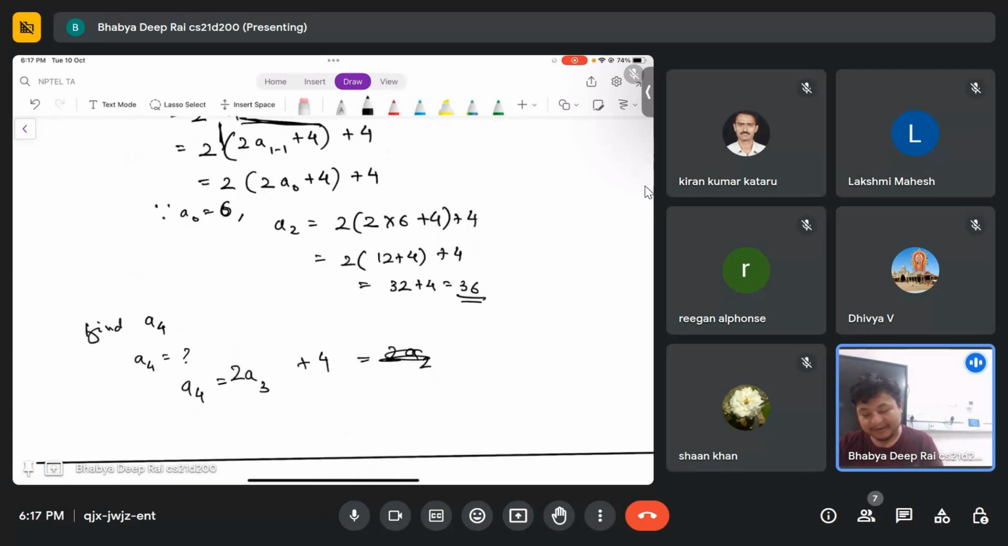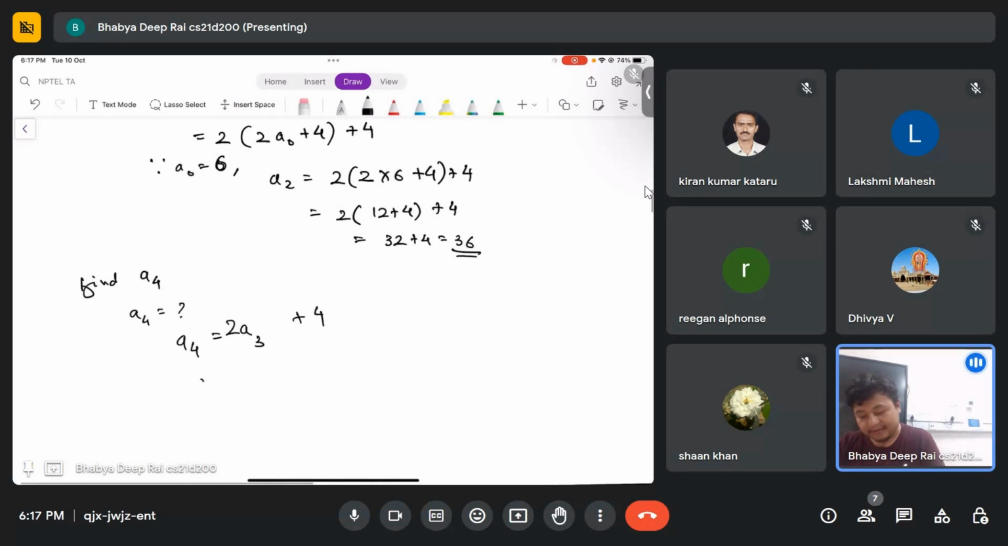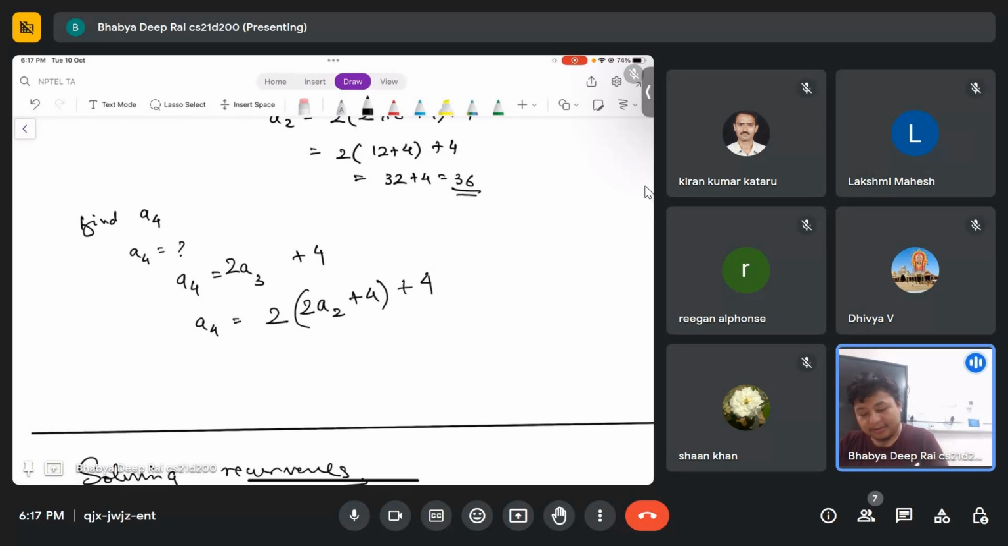Now further expand this because we don't know what a_3 is. So a_4 is nothing but 2 times (2a_2 plus 4) by definition. One thing you can do is keep expanding a_2 until you get a_0 like we did earlier, but we already know a_2. We just calculated it here.